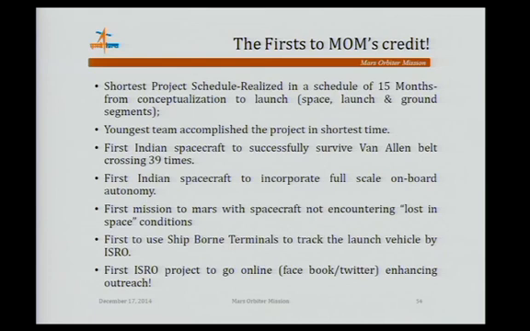First Indian spacecraft to successfully survive the Van Allen belt, really crossing it 39 times. Basically in Chandrayaan-1 it was around 12 or 13 times. Here the belt was crossed 39 times.